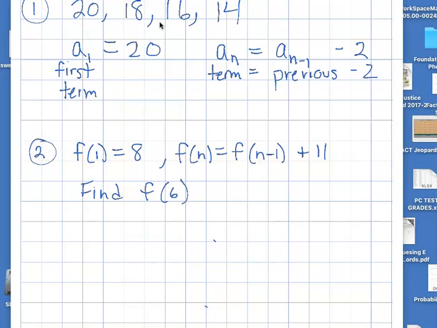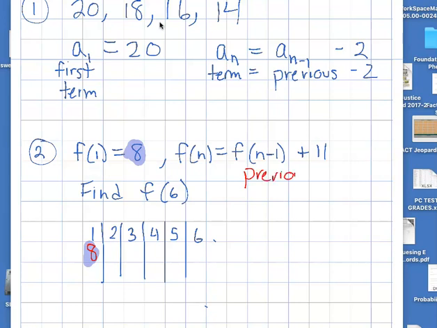Sometimes it helps to make a table. Our first term, second, third, fourth, fifth, sixth. We know our first term is 8, and we take our previous and add 11. So 8 plus 11 is 19, plus 11 is 30, plus 11 is 41, plus 11 is 52, plus 11 is 63. So we have our term.